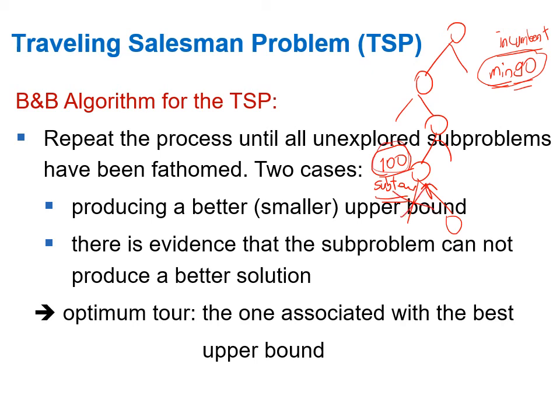So you can fathom due to one of these two reasons. When you complete all nodes, when there are no unexplored nodes, we stop. And when you stop, the incumbent solution in your hand is the optimum solution for this TSP.